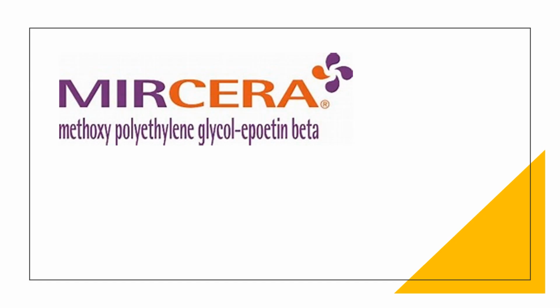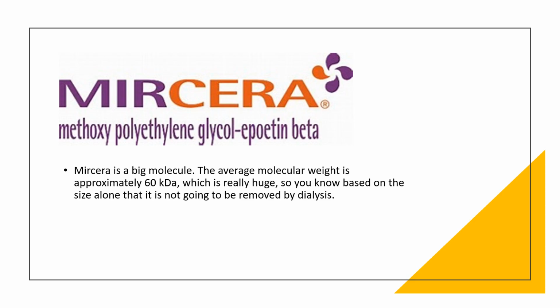Now let's discuss some of the medications that we routinely administer to our dialysis patients. One of them is Mircera, or methoxy polyethylene glycol epoetin beta. It is an erythropoietin stimulating agent. Happens to be a very large molecule. The average molecular weight is about 60 kilodaltons. That's huge. So you know based on size alone that it is not going to be removed by dialysis.